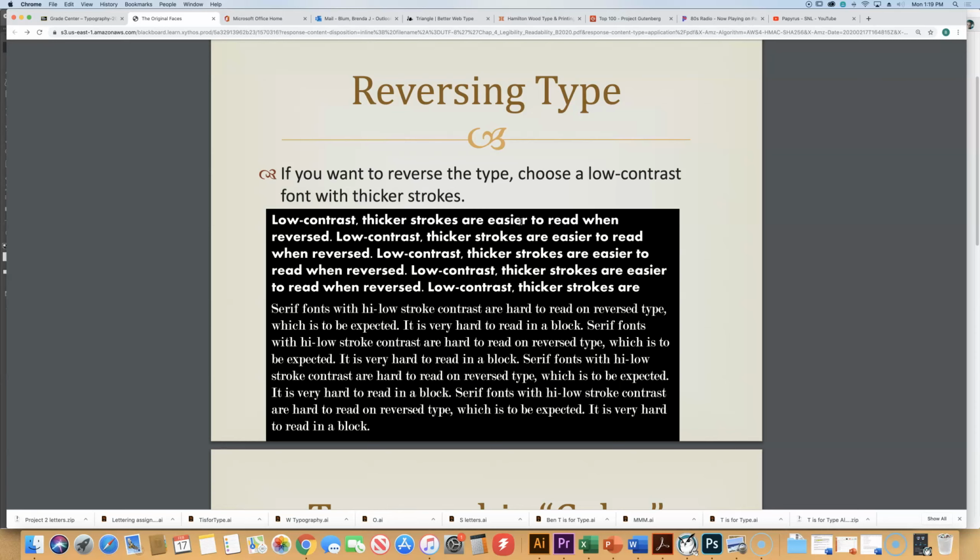What's the difference between these two? It's thicker. Not much contrast. And sans serif. Those little feet on our serifs, especially when they're thin, are very hard to get absorbed into the black ink. You just don't see them.